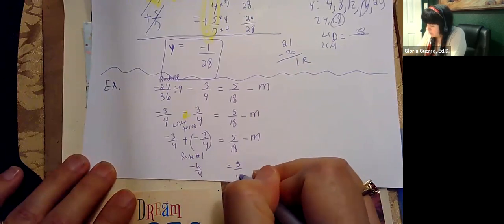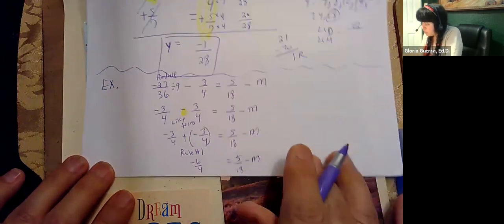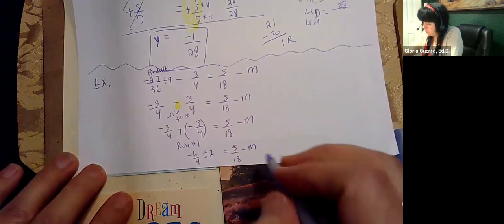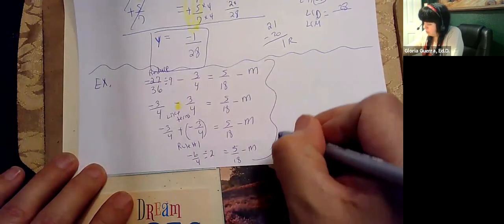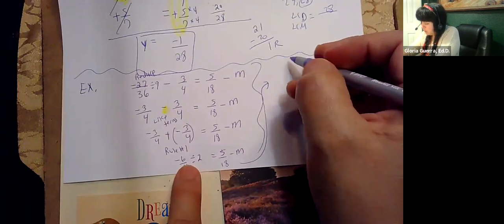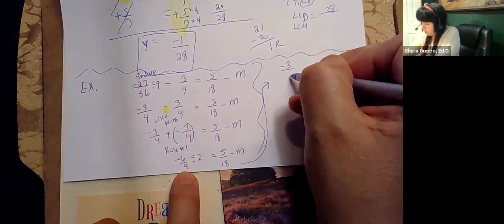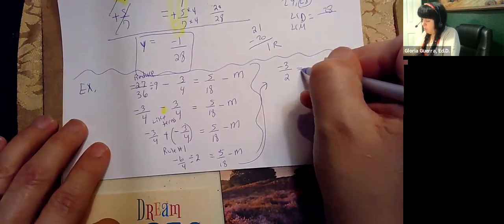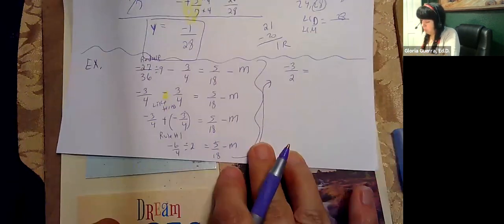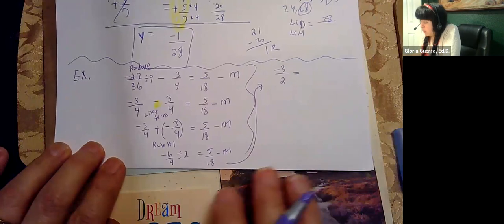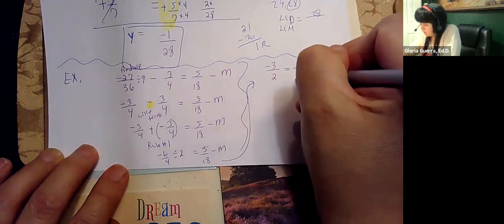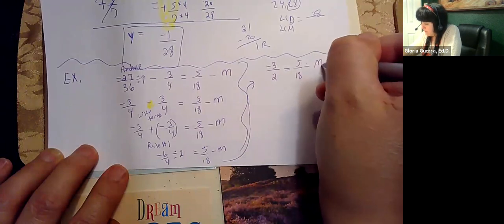equals 5/18 minus m. And you reduce that by 2 right here. So that gives you -3 halves. And then on this side, I reduced that to -3 halves, but then I have 5/18 minus m.